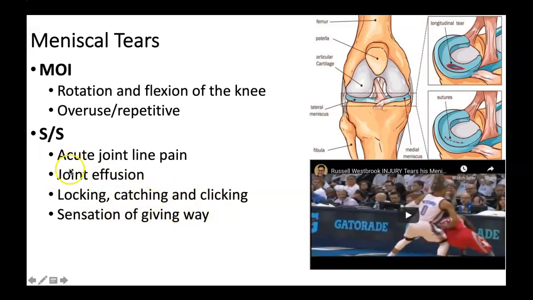Now, the other thing that we see a lot in meniscal injuries, particularly if that injury occurs to the anterior horn or the peripheral part of the meniscus, is we'll see joint line effusion. So they'll have a specific effusion within the actual joint line itself.